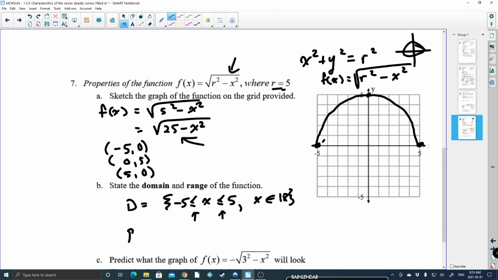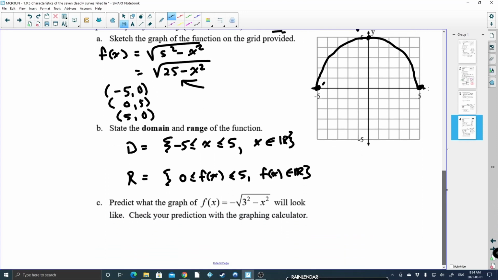For the range, the graph exists from 0 all the way up to a y value of 5. So again, we do have our interval notation. Sorry, I should probably use f of x here. So f of x is greater than or equal to 0, smaller than or equal to 5, and f of x is an element of R as well.